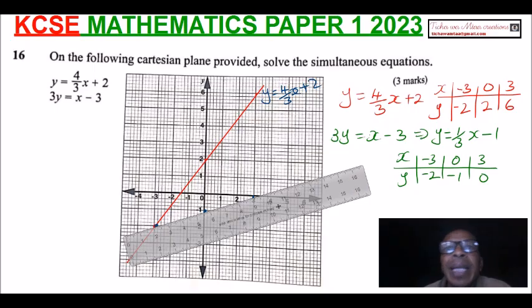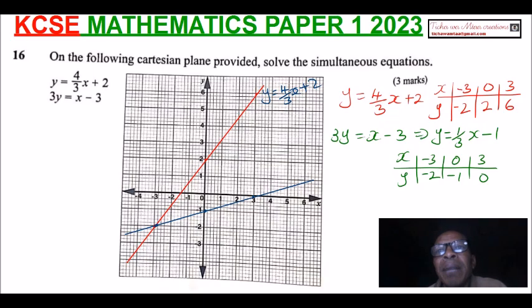You draw a line with the ruler. You don't need to extend it beyond the graph, so you can leave it there. So from there, now we have plotted our graph. What remains is to label your graph. So this is the graph of 3y = x - 3.